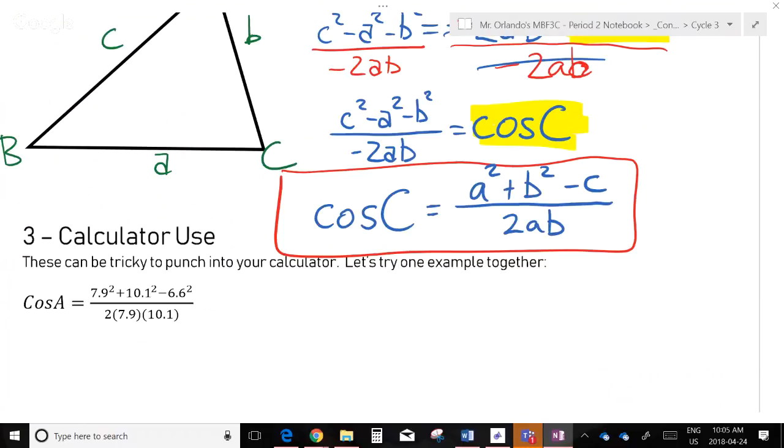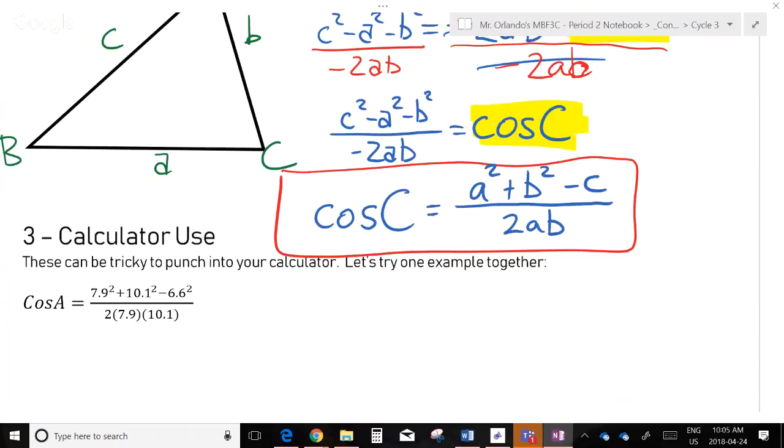It could be. And cosine can be negative. Sometimes cos is positive, sometimes cos is negative. That's a great question. Cosine is negative for any angle bigger than 90, and it's positive for any angle less than 90. So yeah, you're right. You may get a negative cosine, and that's okay.